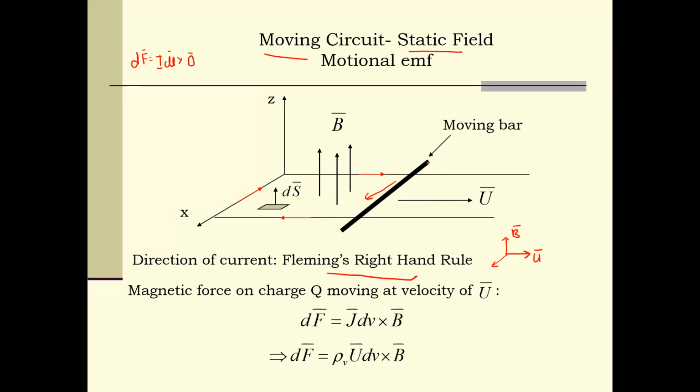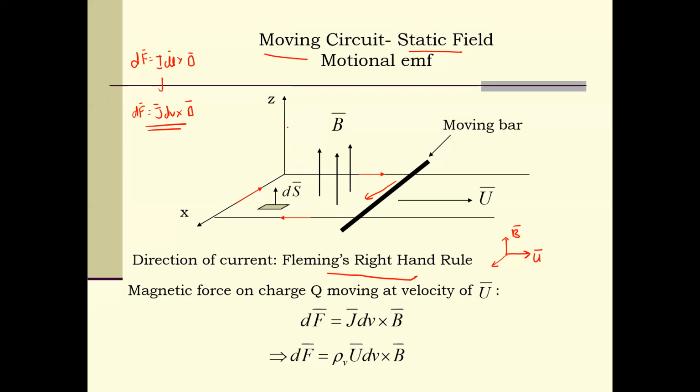If you assume that this particular moving bar is made up of a structure which consists of volume current, we can see that this equation will be dF equals J dV cross B, in which we assume that this moving bar is formed by a volume current density, having the symbol J. We have learned this previously.